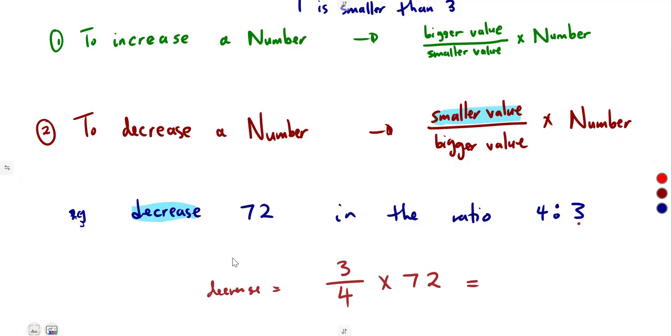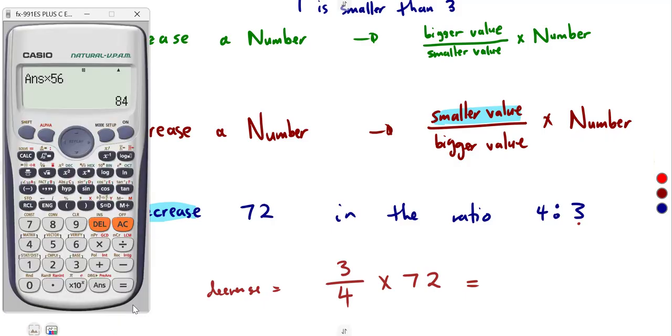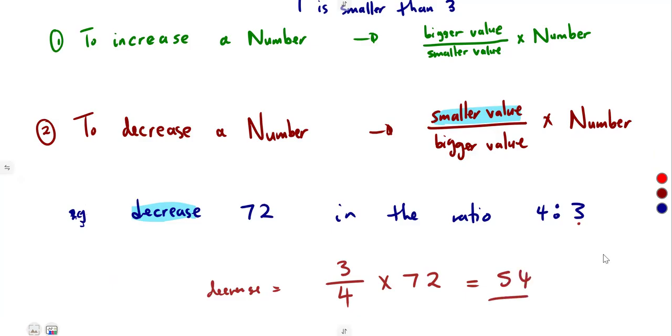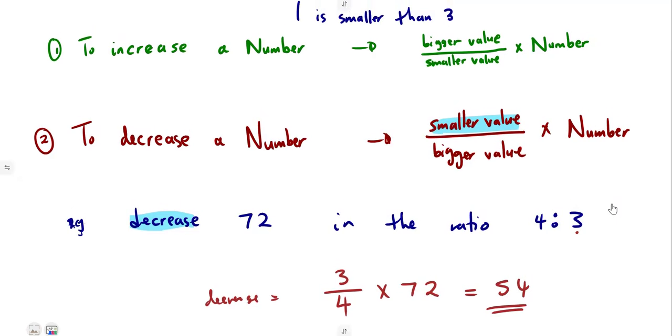So that was going to give us a decrease of 3 over 4 times 72. So that was going to give us 54. So this is what you're going to have at the end. We have a decrease from the 72 now at 54, just like that. So let us use this concept and answer as many questions. Where you do not understand, let us communicate.